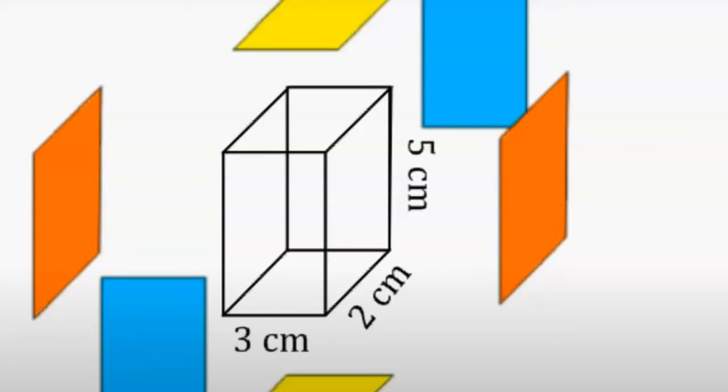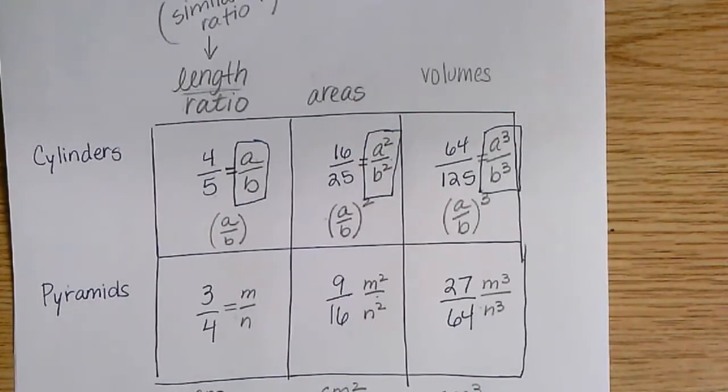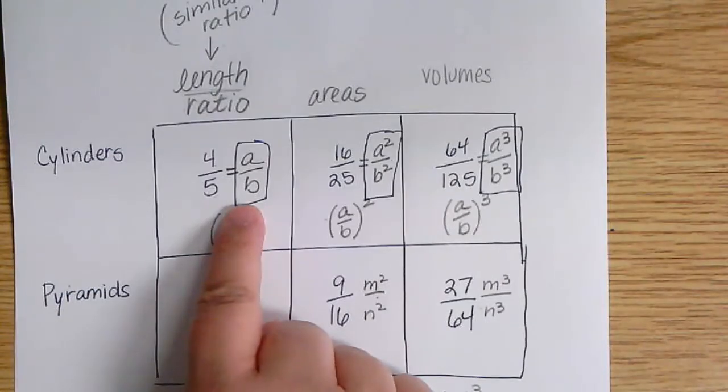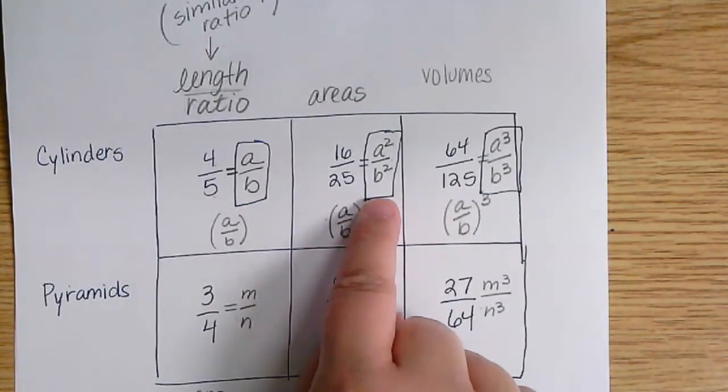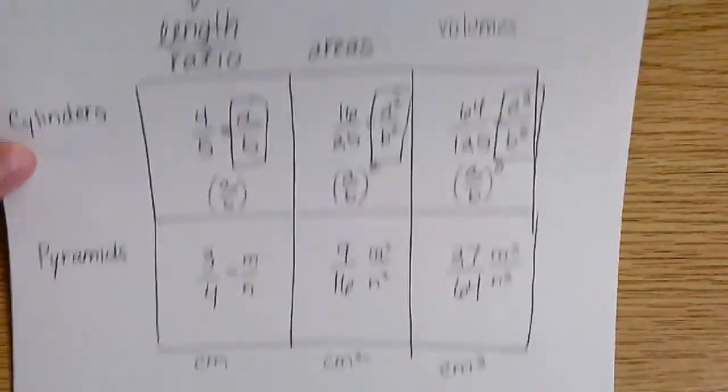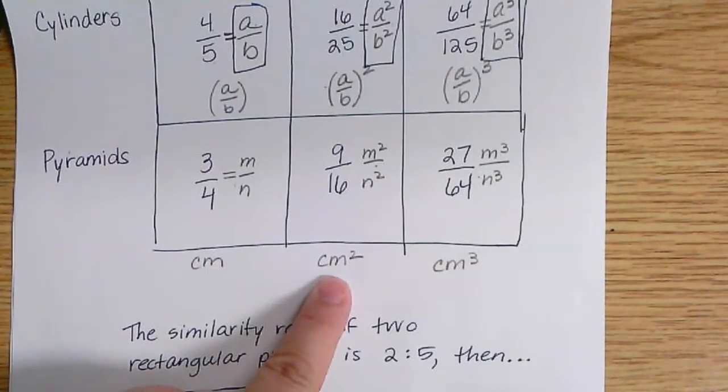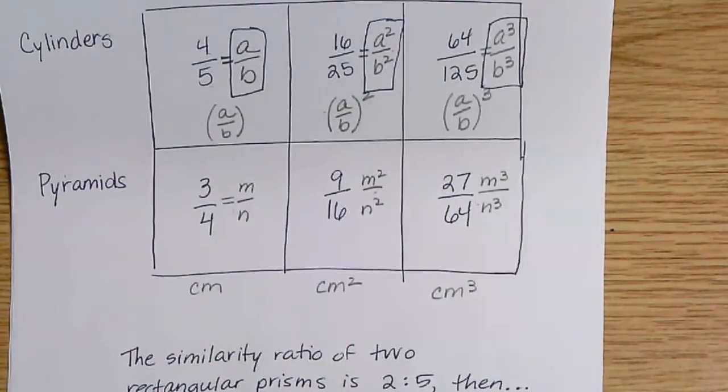The thing to know here, though, is just whatever your length ratio is, when you square that, you get the ratio of any areas, whether it's the base areas, whether it's the lateral areas, whether it's the surface areas, anything related to flat area, basically, or anything you would use units squared on. Okay?